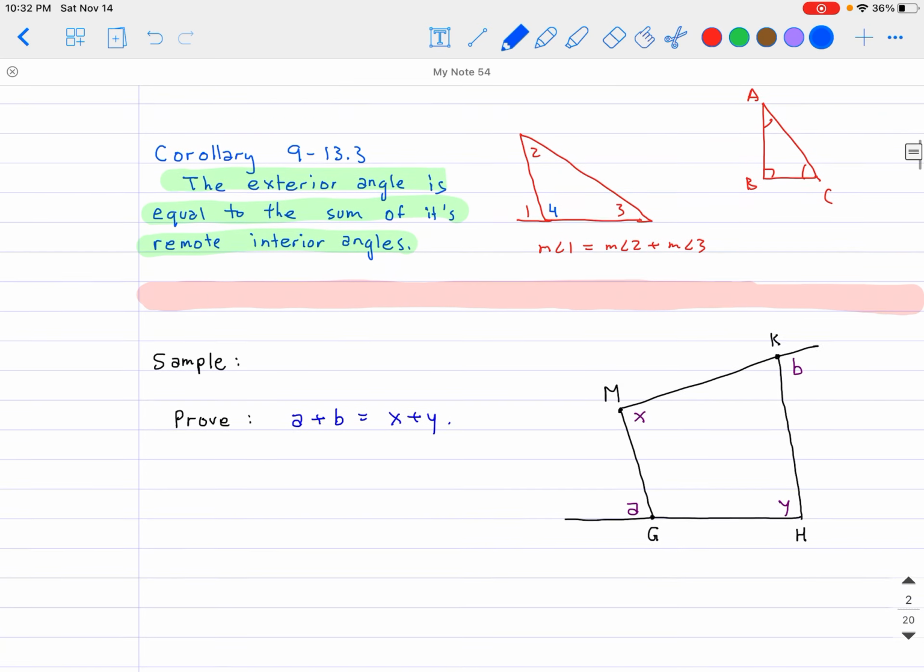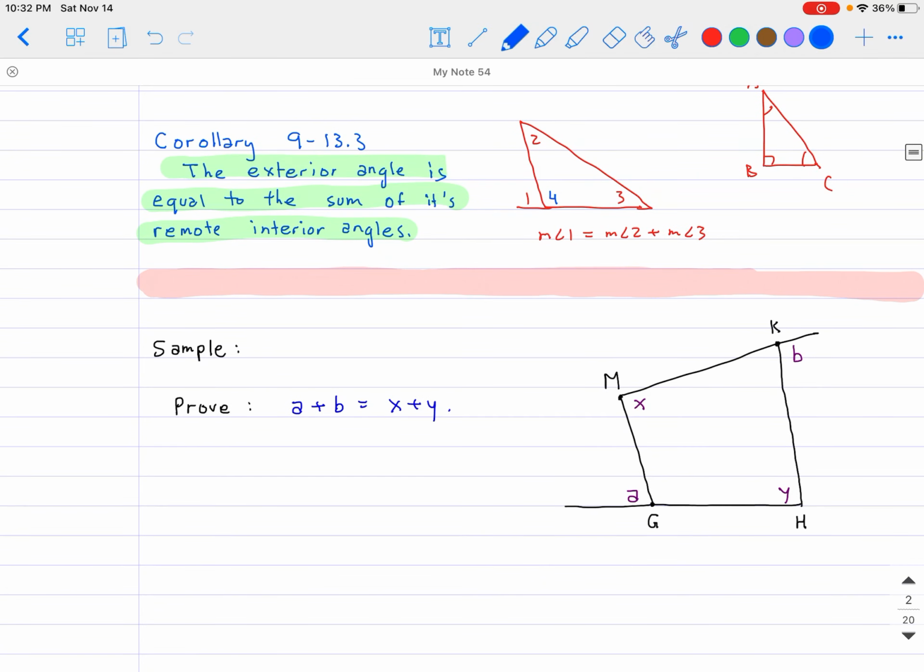Okay, so let's go ahead and use Theorem 9-13 to do the following proof right here, because I would like to be able to see an example of this if possible, or at least show it to you guys anyways. In this picture right here, what I want to do is prove that the measurement of A and B, if I add the two together, is equal to the measurement of X plus the measurement of Y. So that's basically what I want to conclude.